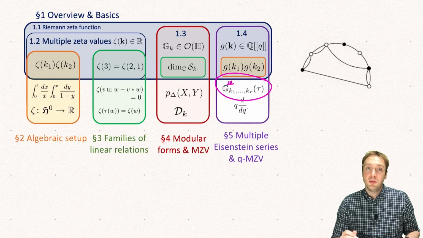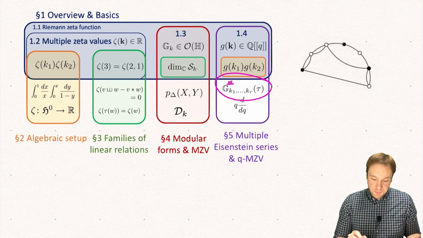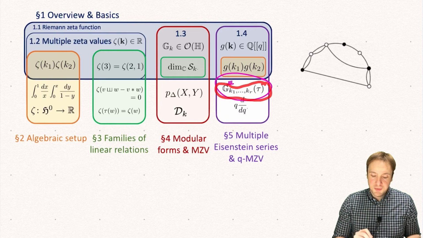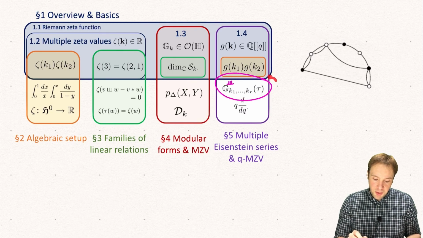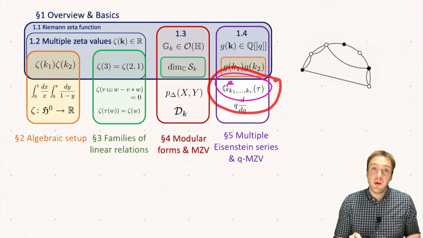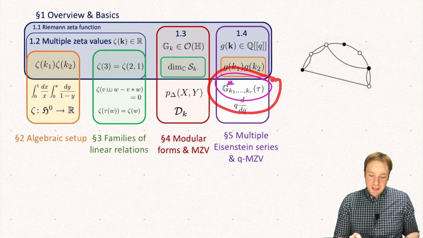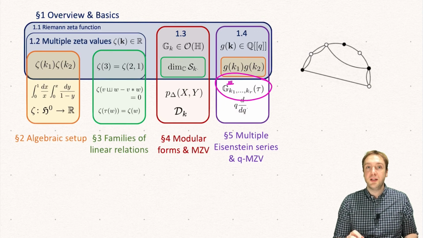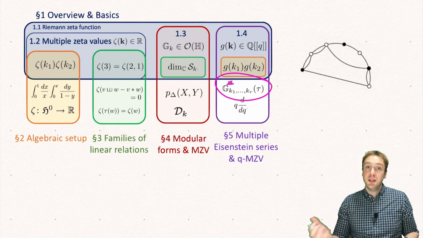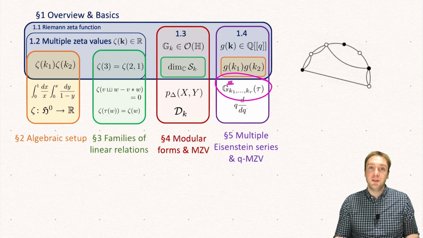But first we will recall what we did last time. So last time we considered these multiple Eisenstein series and calculated their Fourier expansion. And today we will introduce these shuffle regularized multiple Eisenstein series. And this will be done by comparing a coproduct on a certain space of so-called formal iterated integrals to the Fourier expansion of multiple Eisenstein series.